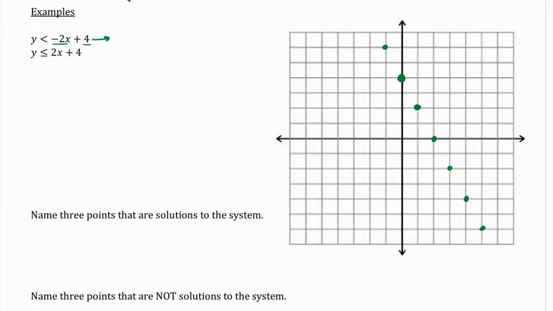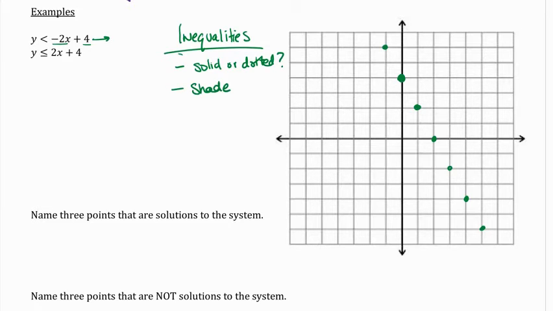If you remember with inequalities, we've got 2 extra things to do when we graph. We've got to decide: is it a solid or a dotted line? And then we also have to shade on each line. So before you draw your line, we've got to decide, is it solid or dotted? You decide that by looking at your sign there. That is a less than sign. It is only less than, not less than or equal to. Since it doesn't actually equal that line, we don't want to include the line. So this would be a dotted line.